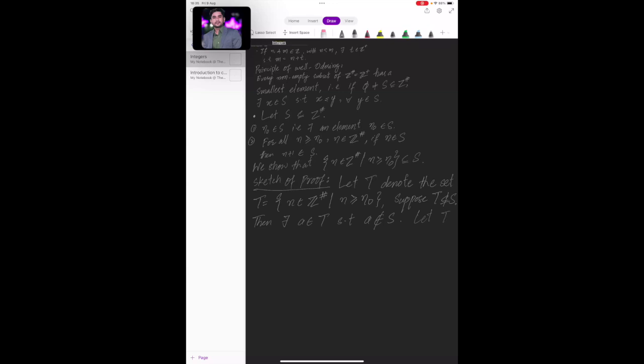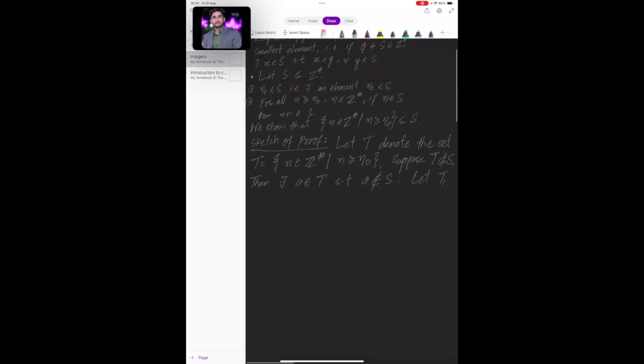Now we will relate that there is another T1 be the set of all elements of T that are not in S. So we have T1 is T minus S. Since A is in T and A is not in S, we have A is in T1.